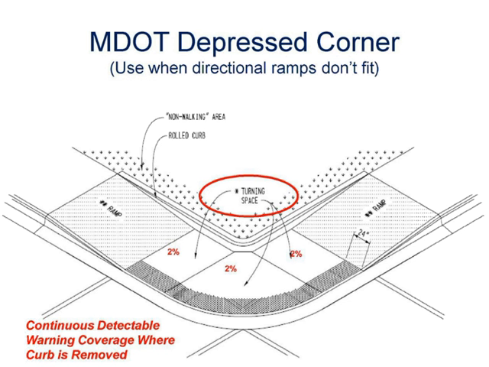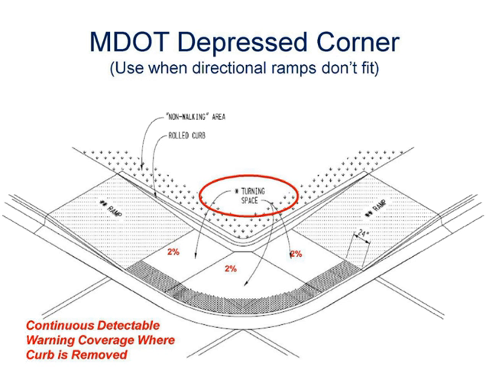And what we do is we flatten out that center part to 2%. That serves as a turning space so that we're not making people turn outside of the sidewalk in traffic. We're letting them do all their turning outside of traffic. And you'll see again that the detectable warning covers that entire radius. Anywhere where you don't have curb, where you're taking the curb out, you've got to have detectable warnings.